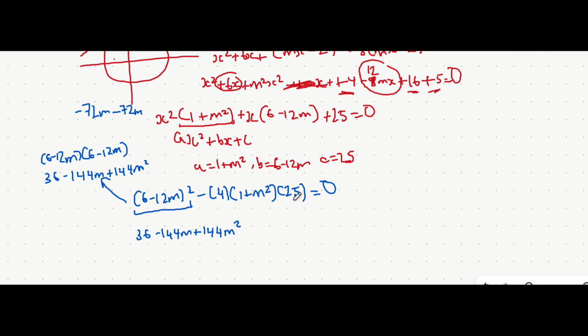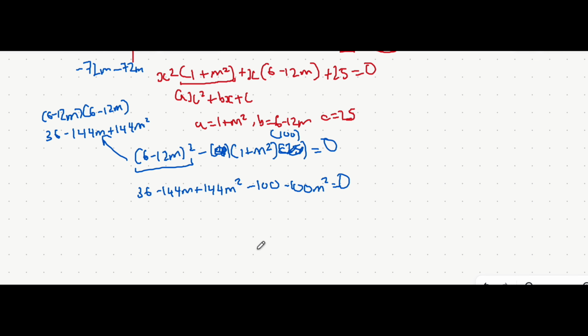Now 4 times 25 is 100, so I'm just going to quickly write 100 multiplied by 1 plus m squared to simplify things. Now minus 1 times 100 is minus 100, minus m squared times 100 is just minus 100m squared. That's all equal to 0.